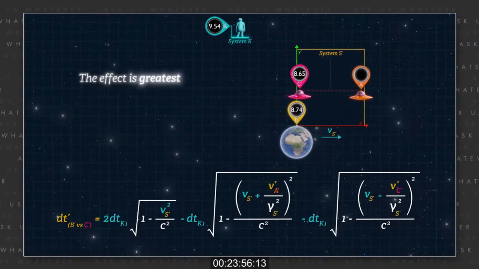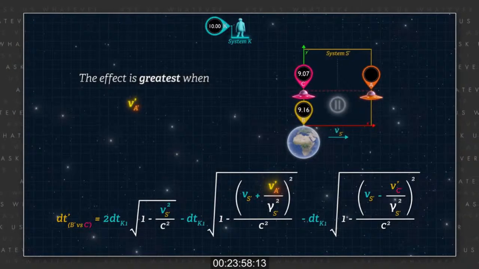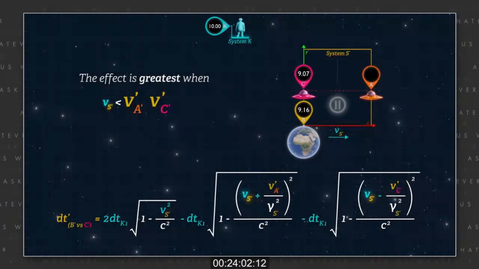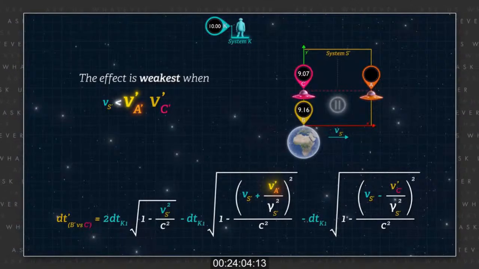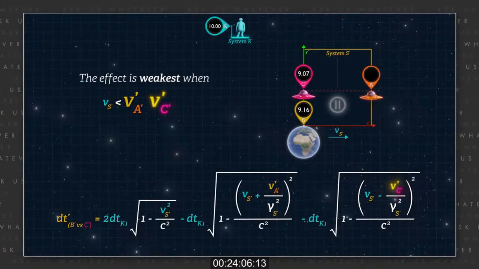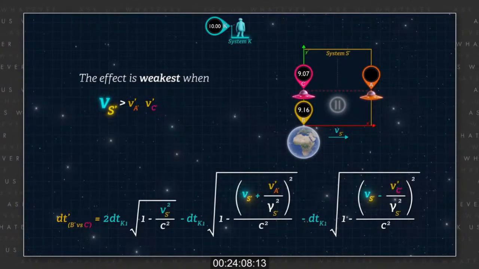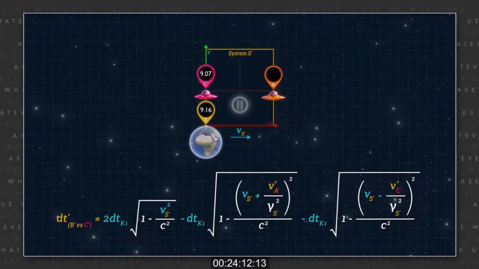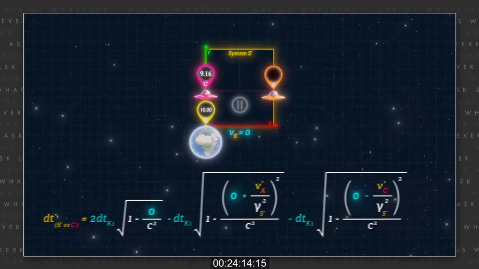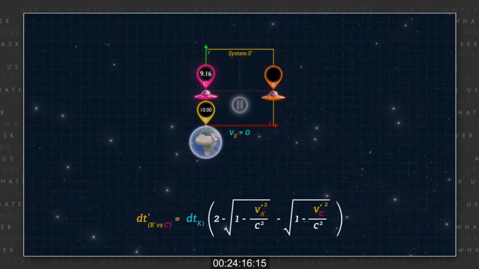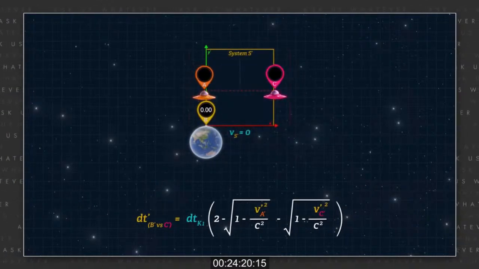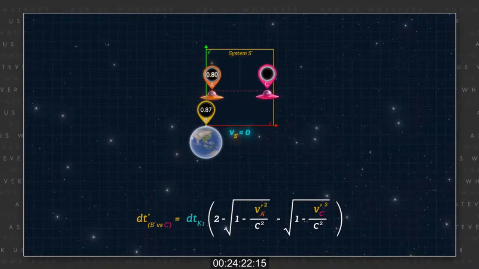The effect is greatest when v prime sub a prime and v prime sub c prime are large compared to v sub s prime, and least when v prime sub a prime and v prime sub c prime are small compared to v sub s prime. Even when system S prime itself is stationary, such that v sub s prime is 0, clock C prime will display a reading that is behind clock B prime when they meet. In fact, the effect is greatest when v sub s prime is 0.